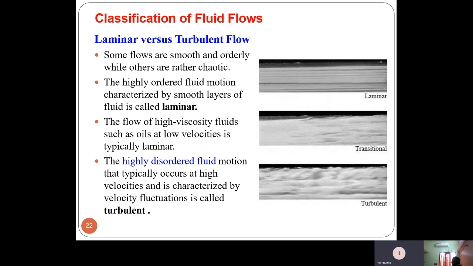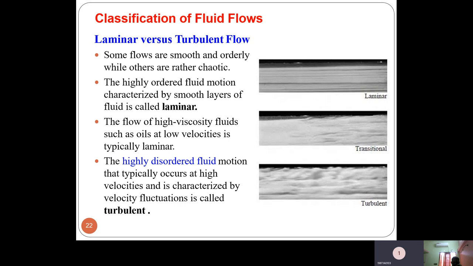If the fluid is having a streamlined flow, then that is called a laminar flow. If the fluid is flowing with random nature, irregularity, then that is called turbulent. If the fluid flow is changing its nature from laminar to turbulent, then that flow is called transitional fluid flow. See the definitions. Some flows are smooth and orderly, while others are chaotic.